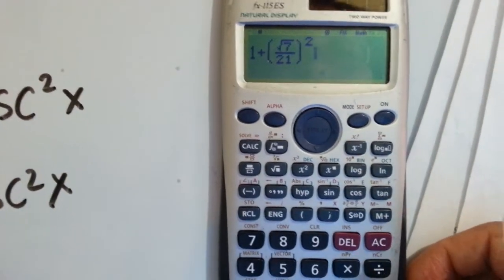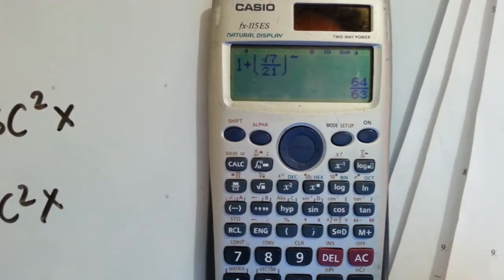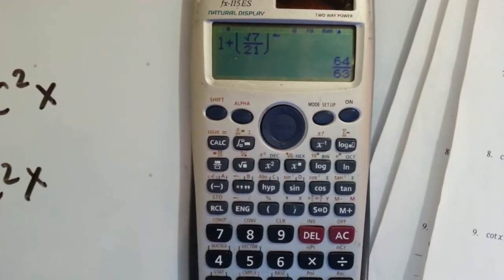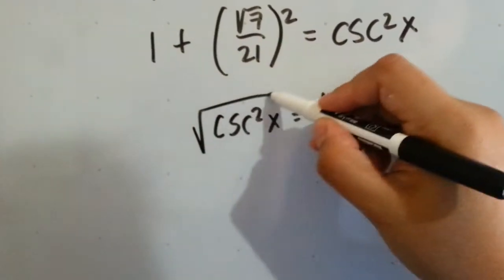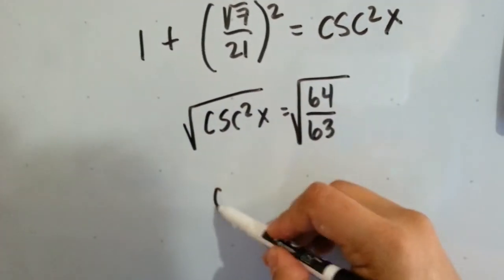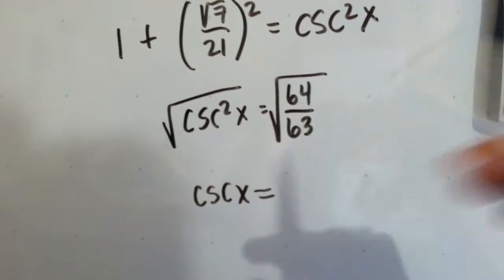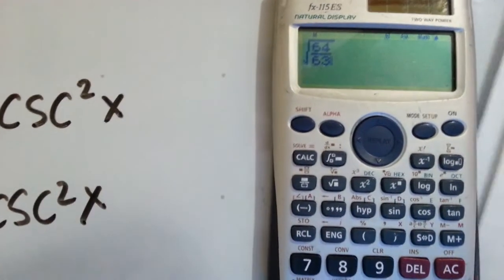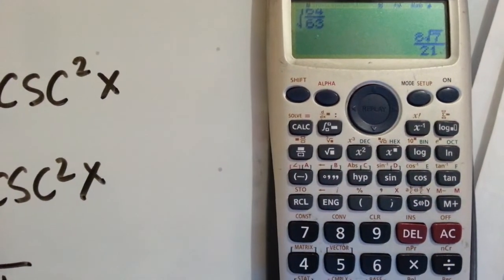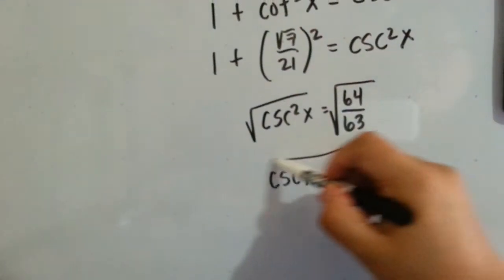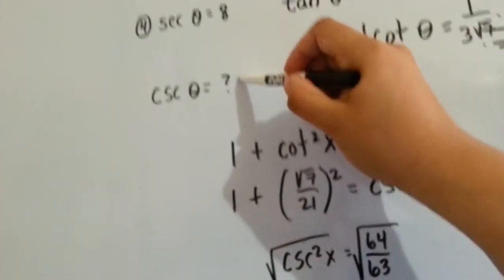Alright, typing this into the calculator, we get 64/63. And then we have to take the square root of both sides. In the calculator, we get 8√7/21. And that would be the answer to the cosecant.